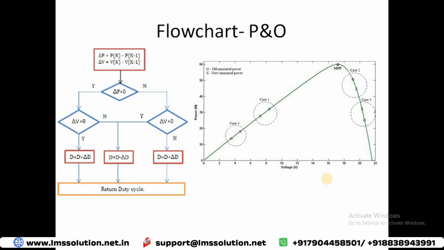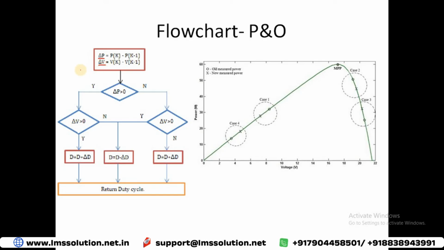Now to implement the P&O algorithm, we need to measure voltage and current. By means of that voltage and current, you have to calculate the power, and also you have to measure the voltage and current for the current and previous instant. Based upon that, you have to calculate the power at the current and previous instant as well as the voltage at the current and previous instant. By using these, you have to calculate another parameter, nothing but power difference and voltage difference.